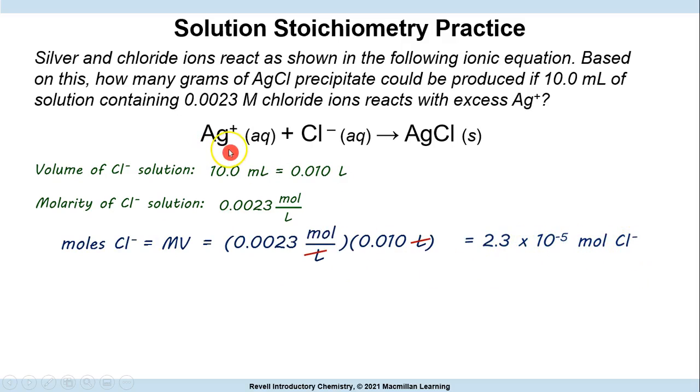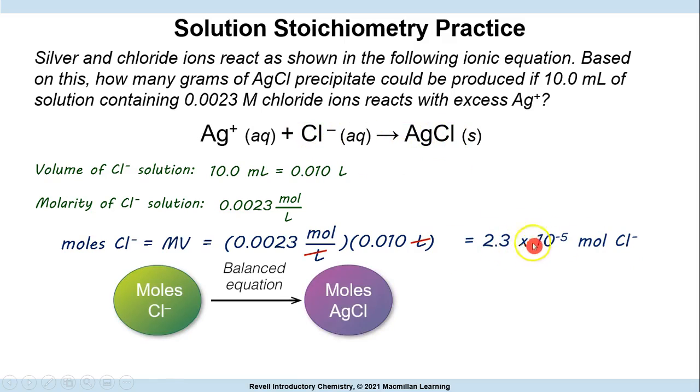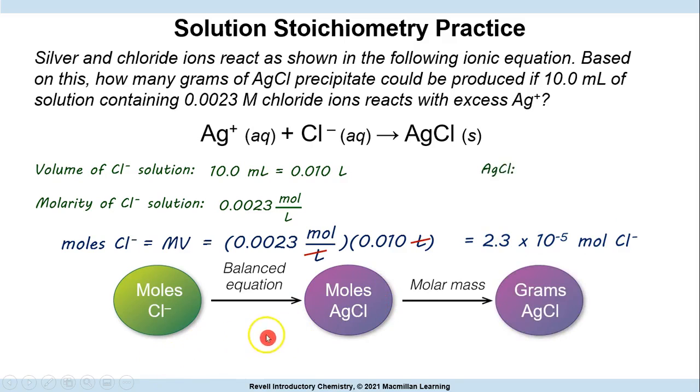So we are going to use the balanced equation. The conversion factor here is that 1 mole of chloride gives 1 mole of silver chloride. So we are going to use the moles of chloride to convert to moles of silver chloride. So the conversion factor is 1 mole of chloride to 1 mole of silver chloride. Now, the molar mass of silver chloride is 143.32 grams per mole. So this is what we are going to use to convert from moles to grams.